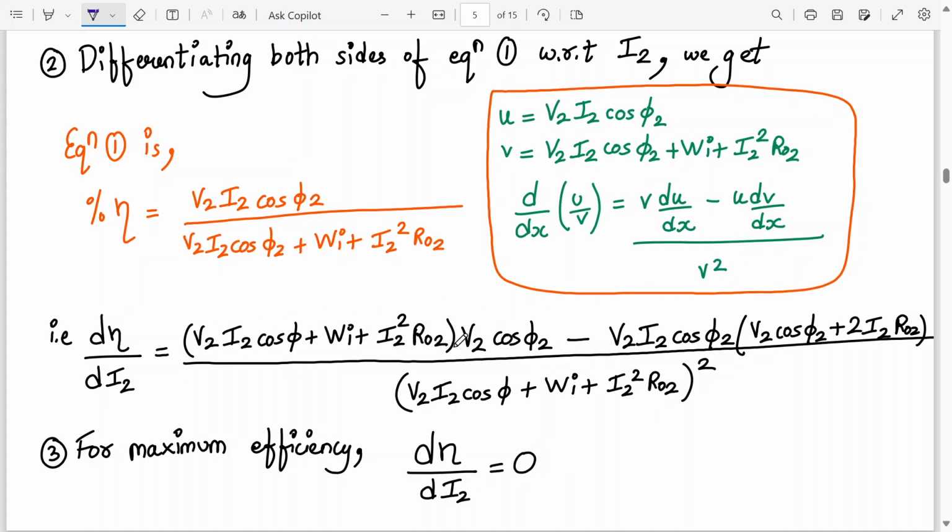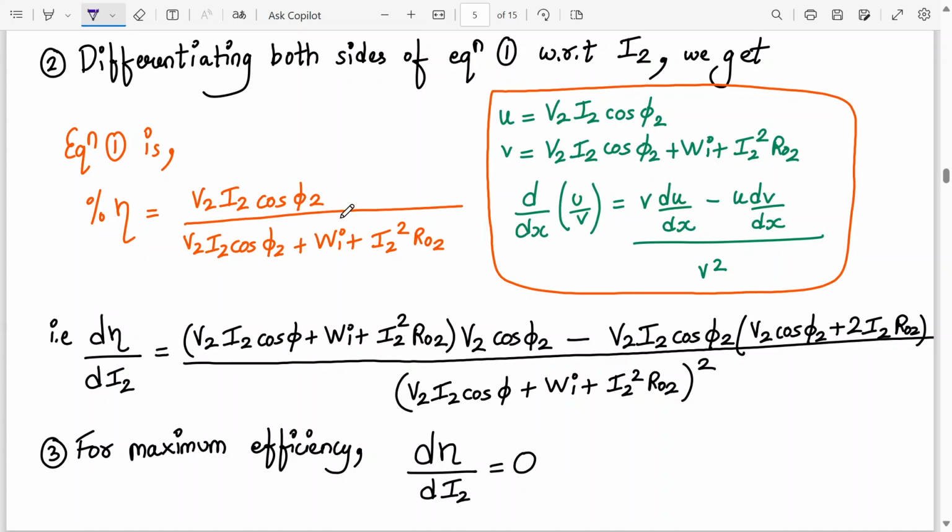So we have written v over here. du by dx will be this V2 cos phi 2, because we are differentiating with respect to I2. Then minus u, which is V2 I2 cos phi 2, into dv by dx.